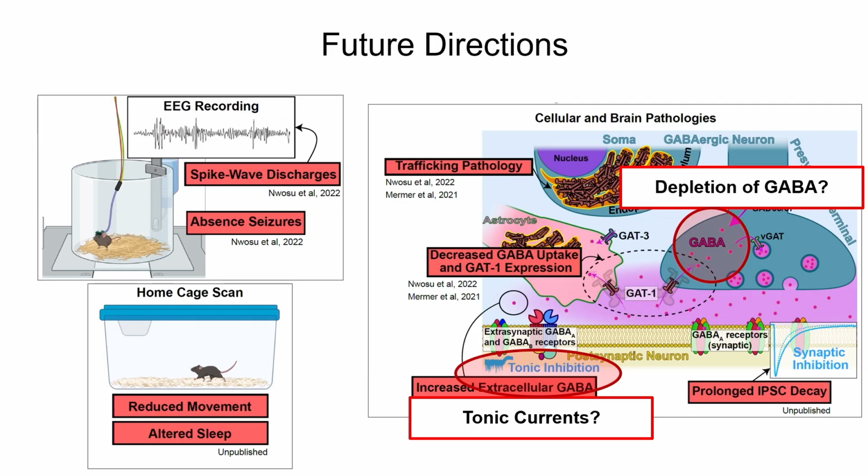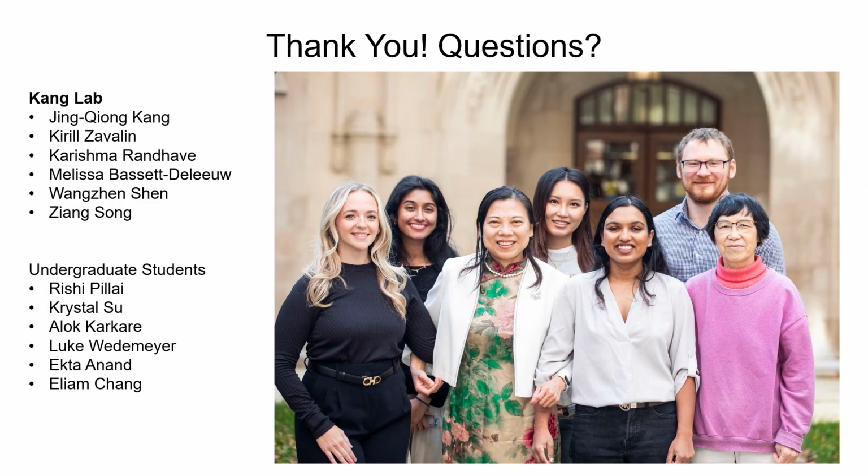And I want to look some more at tonic inhibition and tonic currents, because even though I haven't found an increase in these, there's a wealth of evidence that it still might occur in this mouse model. So I'm looking at that as well. So with that, I'd like to close.